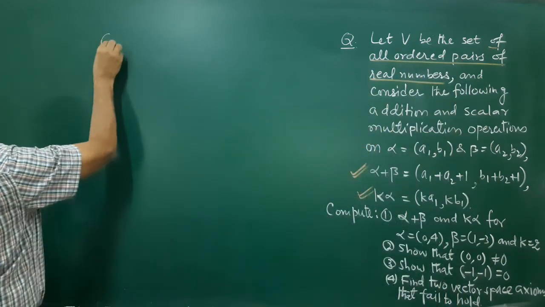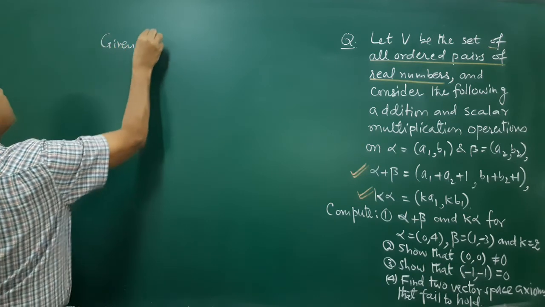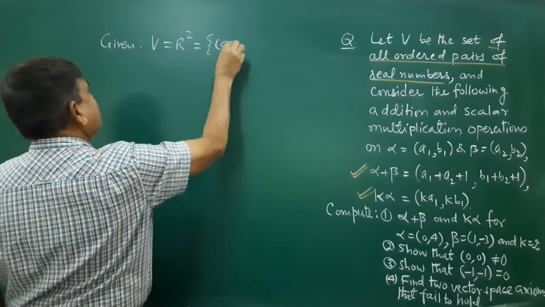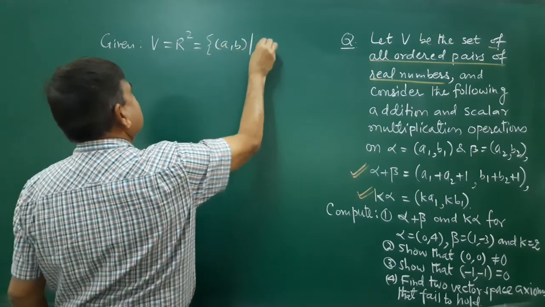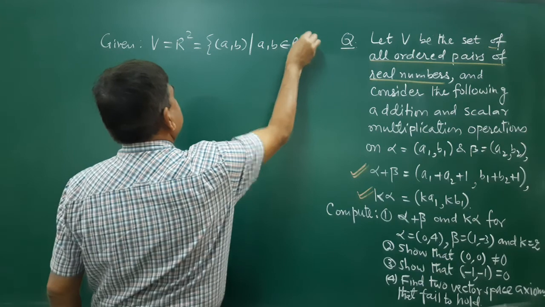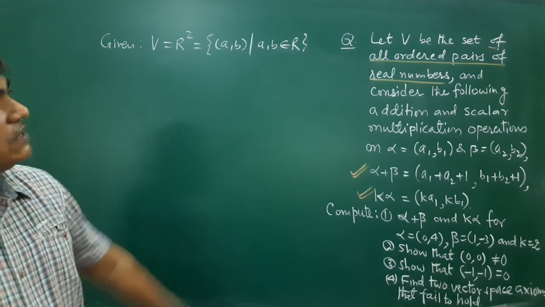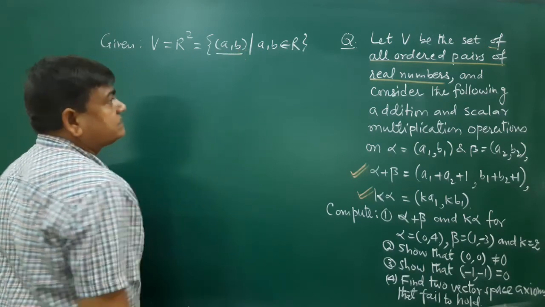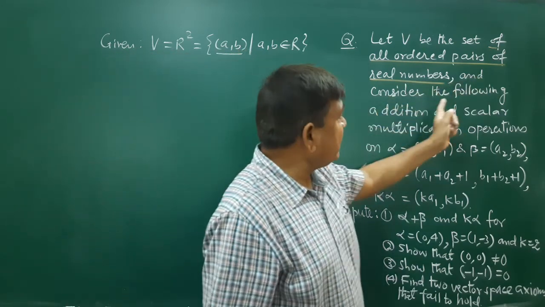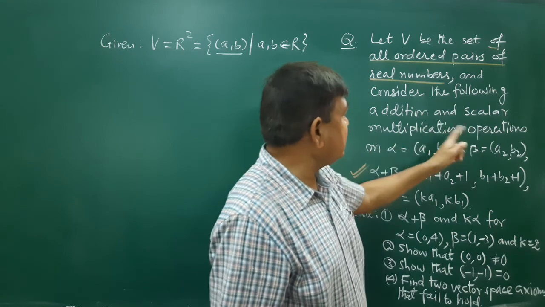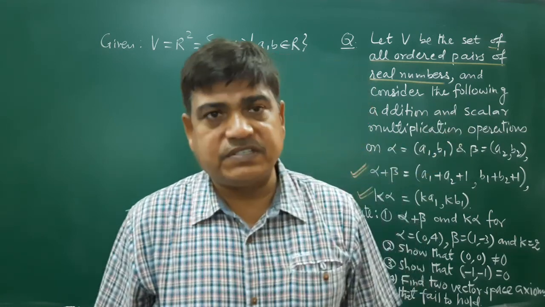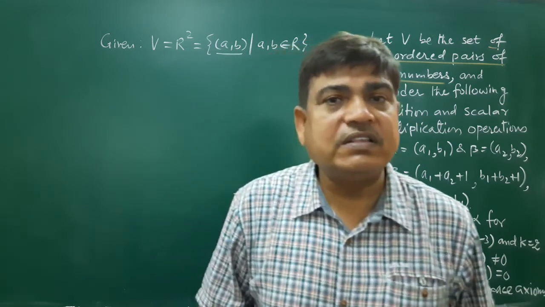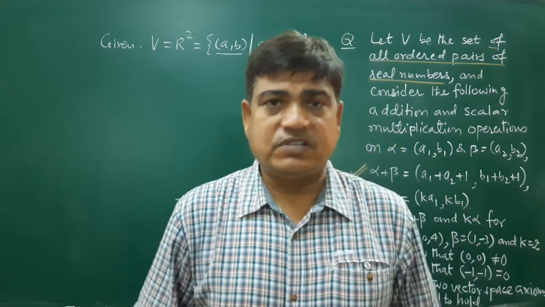That means V is nothing but R square, the set of (a, b) such that a, b belong to R, the set of real numbers. V is the set of all ordered pairs of real numbers, and consider the following addition and scalar multiplication operations. Remember, we have to check and determine whether V is a vector space or not.